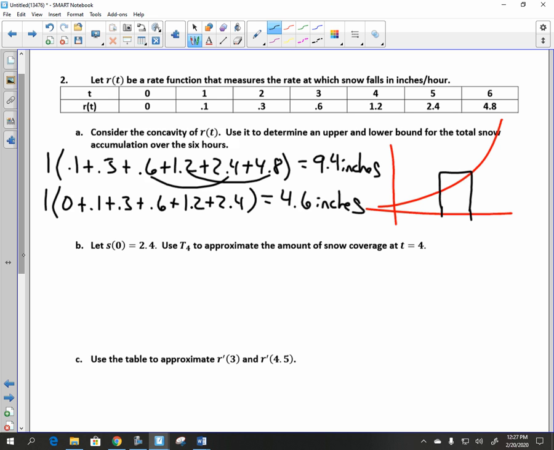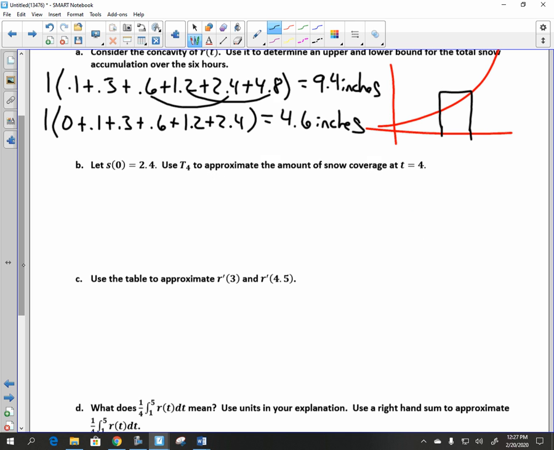So T rhymes with trapezoidal. Trapezoidal, very good. So we're going to use the trapezoidal approximation to approximate snow coverage at 4 hours, okay? So how did we do trapezoidal? Did you remember that? Yeah, we can do the right-hand and left-hand and divide by 2 as long as the widths are the same. When we do the AP exam stuff later on, they make sure the widths are not the same, so you have to use a different formula. But we'll use right-hand and left-hand right now.